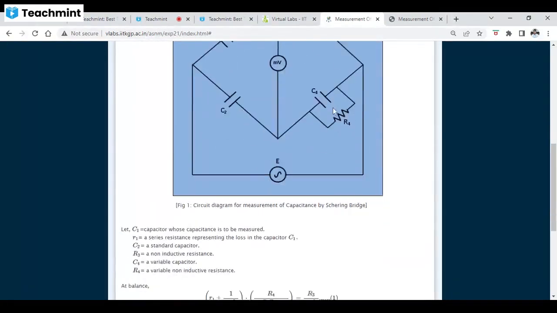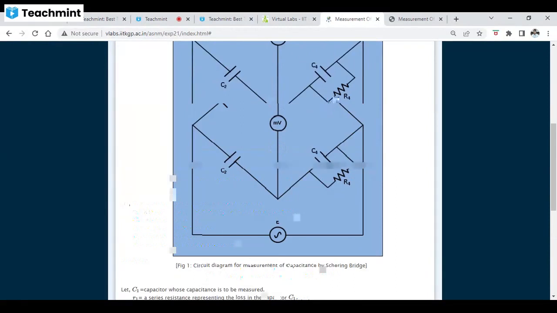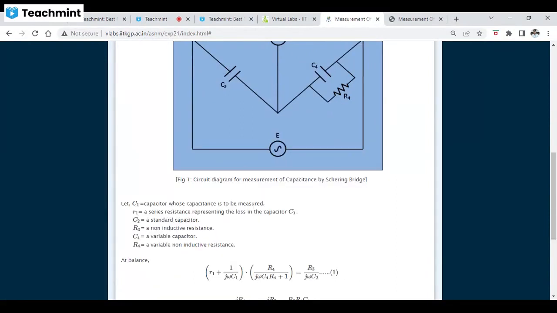Now in repeat, C1 is the capacitor whose capacitance is to be measured and R1 is the series resistance representing the loss in the capacitor C1, and C2 is the standard capacitor and R3 is the non-inductive resistance and C4 is the variable capacitor and R4 is the variable non-inductive resistance.